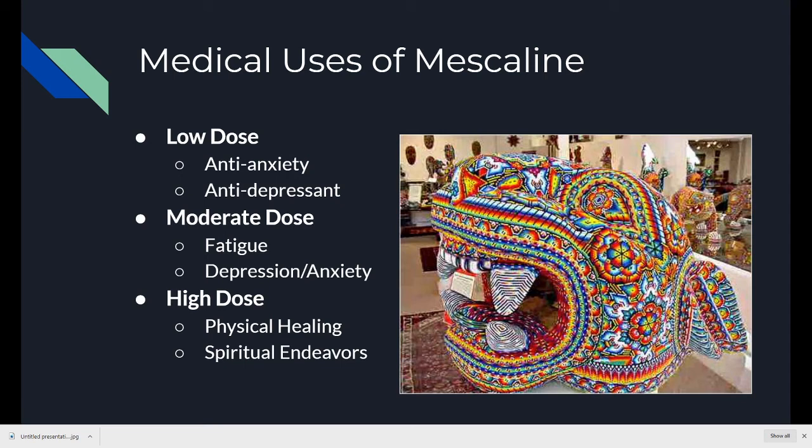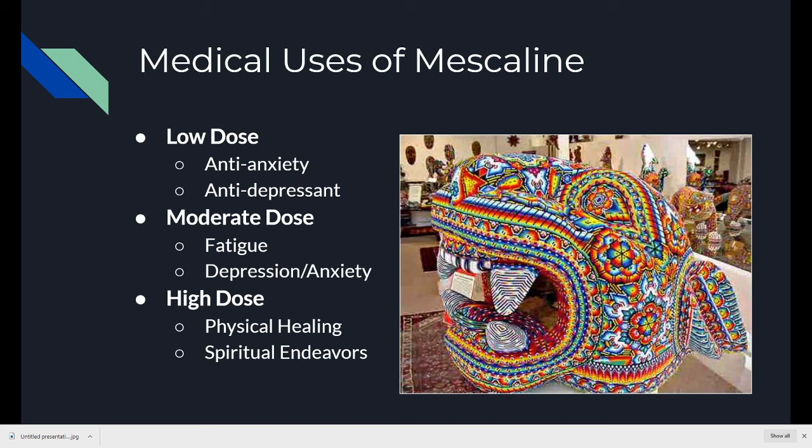Low doses have been noted to relieve anxiety and depression, much like magic mushrooms. Moderate doses, however, seem to relieve fatigue, which is different from other psychedelics. In fact, mushrooms contain more of a sedating effect. So with mescaline, you're looking at something that's going to give you a little bit of energy at a moderate dose. And at a moderate dose, you can actually relieve some of the clinical level depression and anxiety.